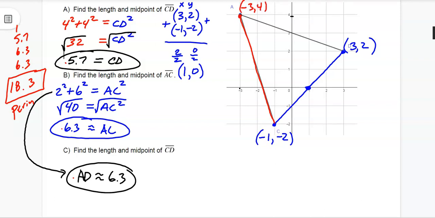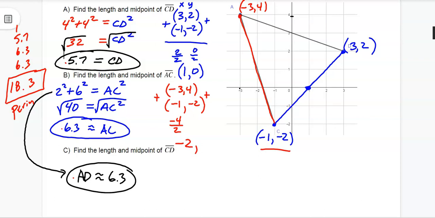So our 2 points this time we're looking at -3, 4. And then we're looking at this bottom point down here, -1, -2. And I'm going to do the same thing. I'm going to average these x's. So I'm going to add -3 plus -1 is a -4. Cut it in half. So that gives me an x value of -2.